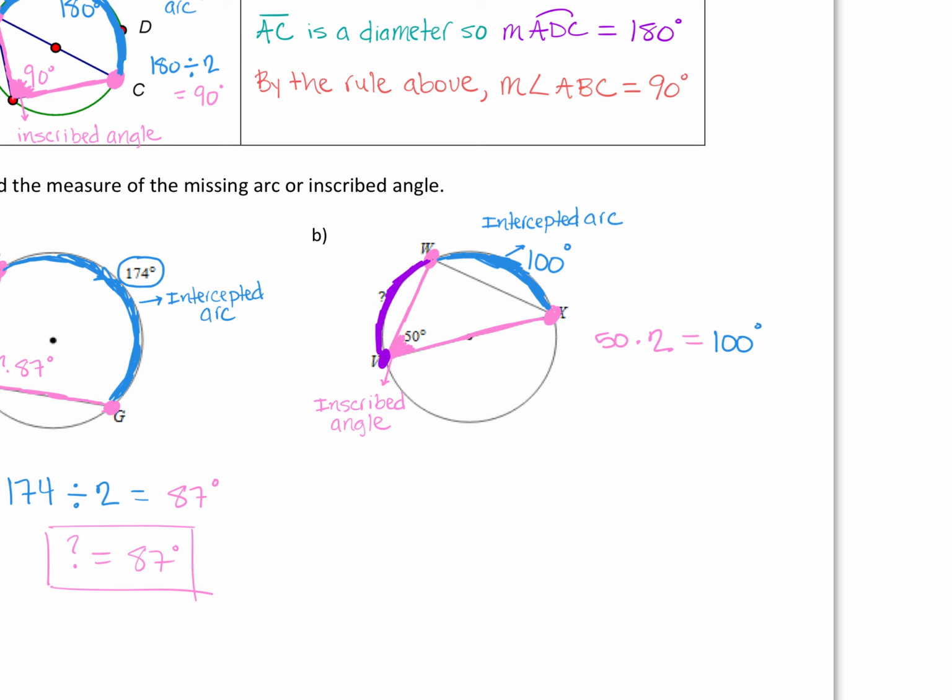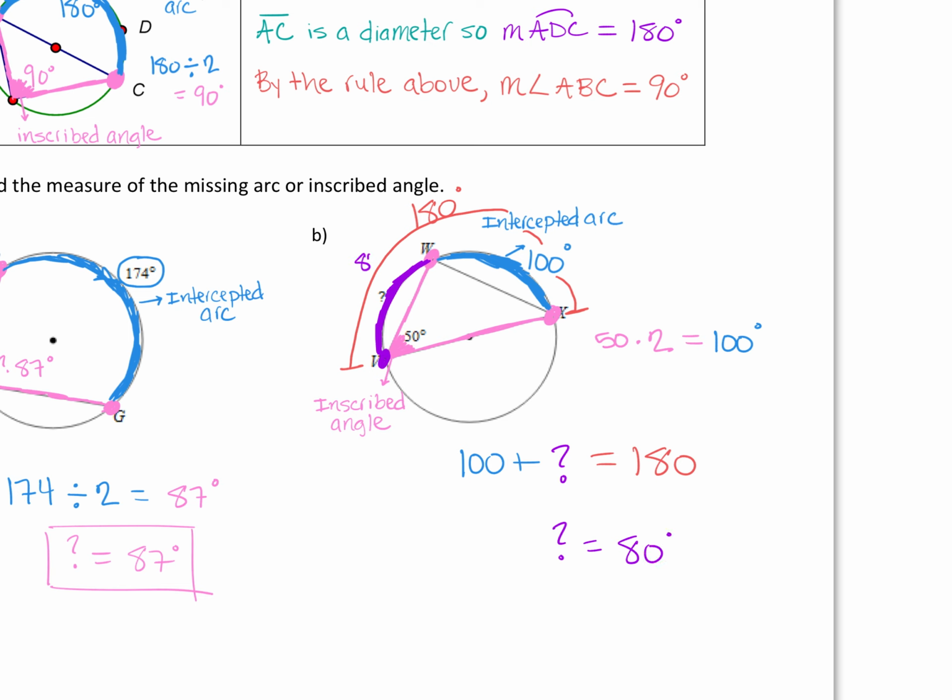Notice that the purple arc, so from here and all the way around to here, so the purple arc and the blue arc is half the circle. So that's 180 degrees, which means the 100 plus our question mark equals 180. So what does the question mark have to be?